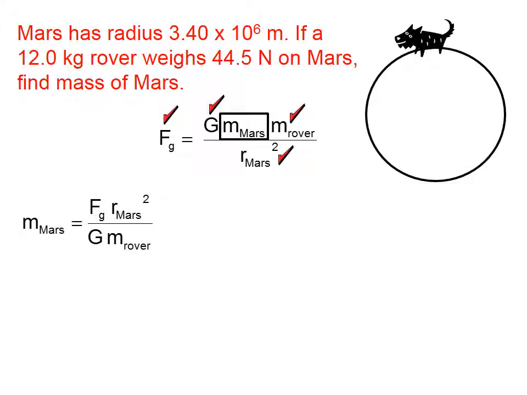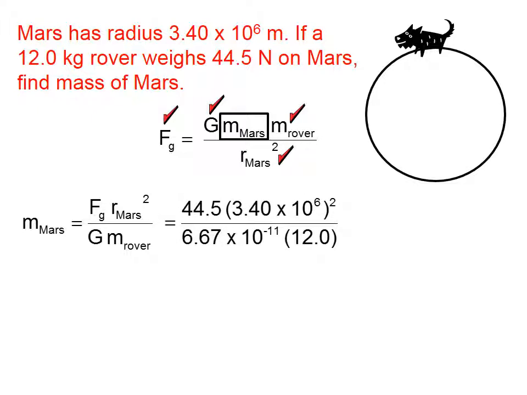and that gives us the mass of Mars. So all I've done here is solve this equation for the mass of Mars. Now we're going to put our numbers in. There's the force of gravity, which is the weight of the rover. There's the radius of Mars, the gravitational constant, and there's the mass of the rover. If you type that in correctly, you get that number, 6.43 times 10 to the 23rd kilograms.